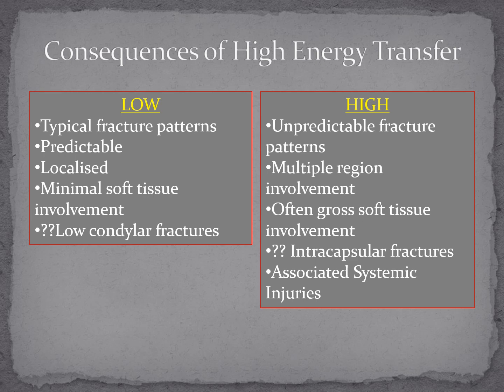The injuries are almost localized, there will be minimal soft tissue involvement, and you have a high incidence of low condylar fractures. Whereas in high energy transfers, you have a highly unpredictable fracture pattern, you have multiple organ involvement, that is why the prognosis becomes equally poor. And often there's a gross soft tissue involvement and probably avulsion also. It is usually associated with intracapsular fractures because of the level of energy transfer. And also it is associated with systemic injuries.